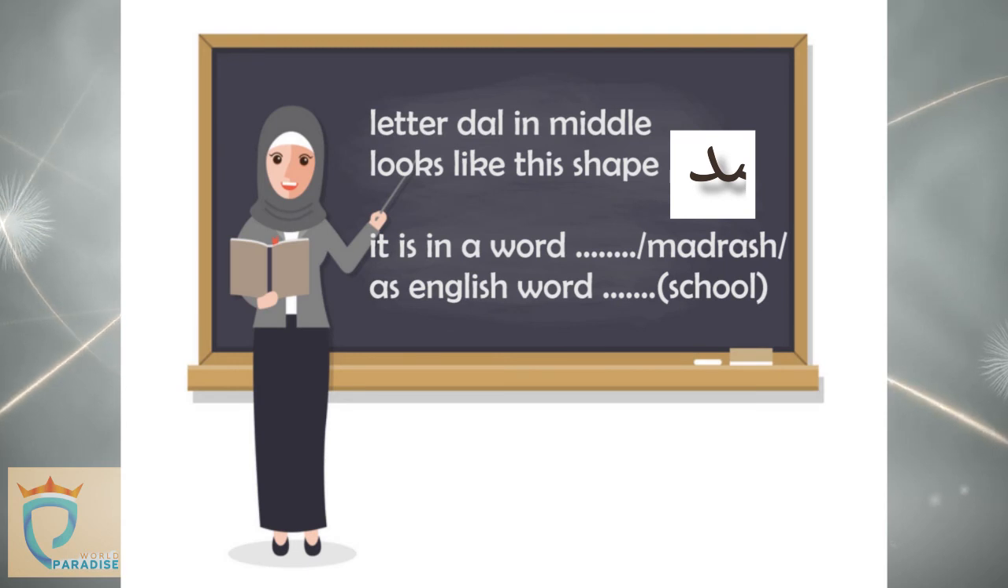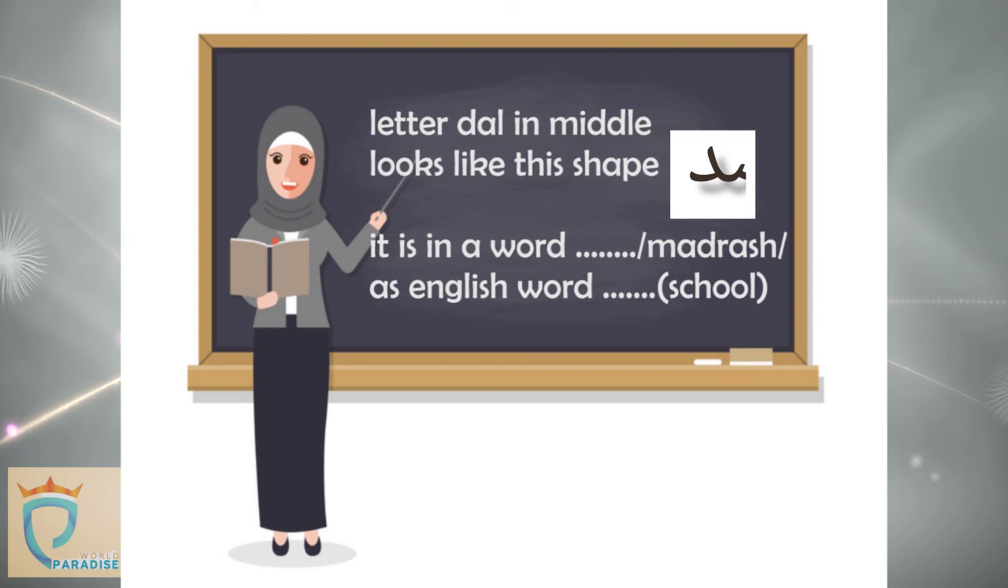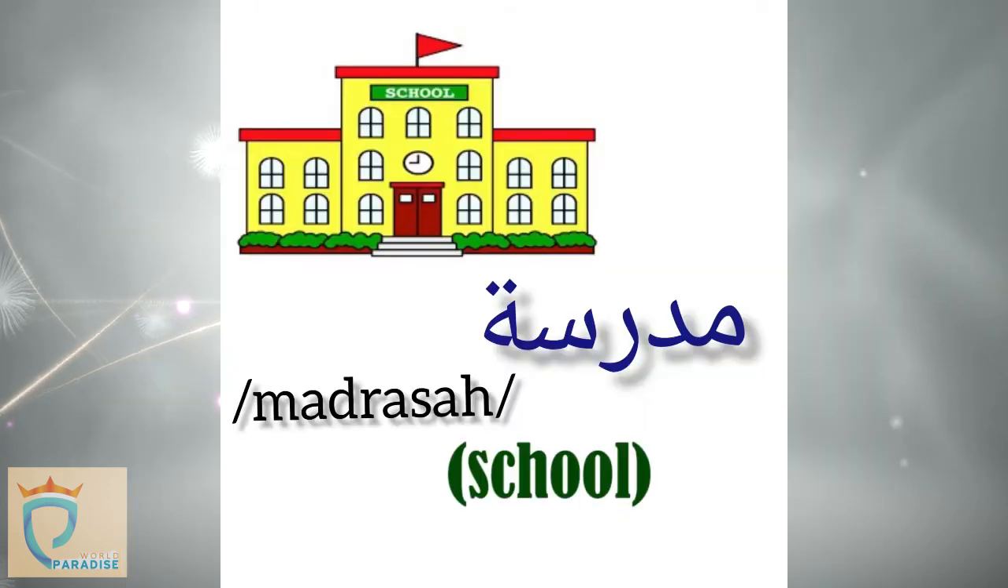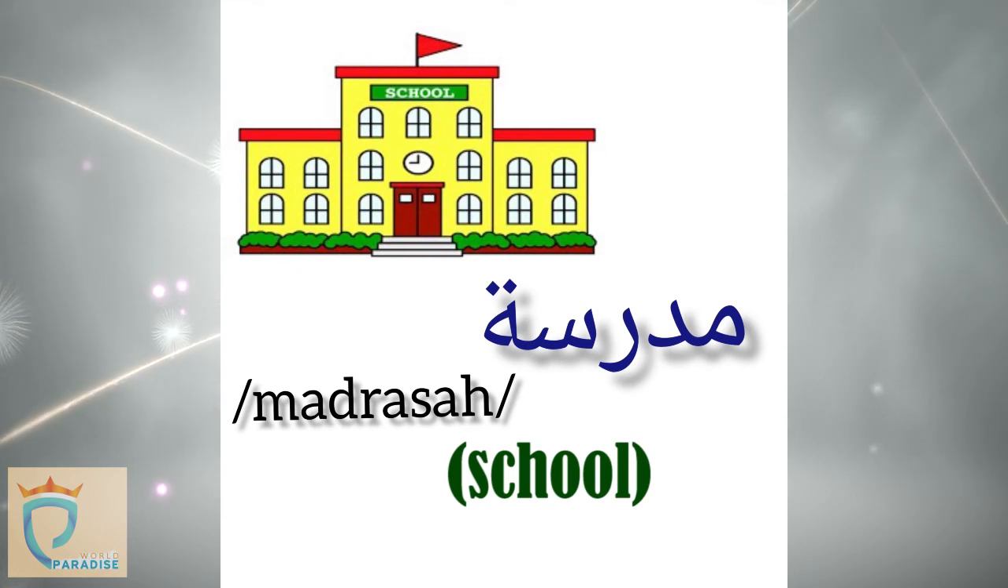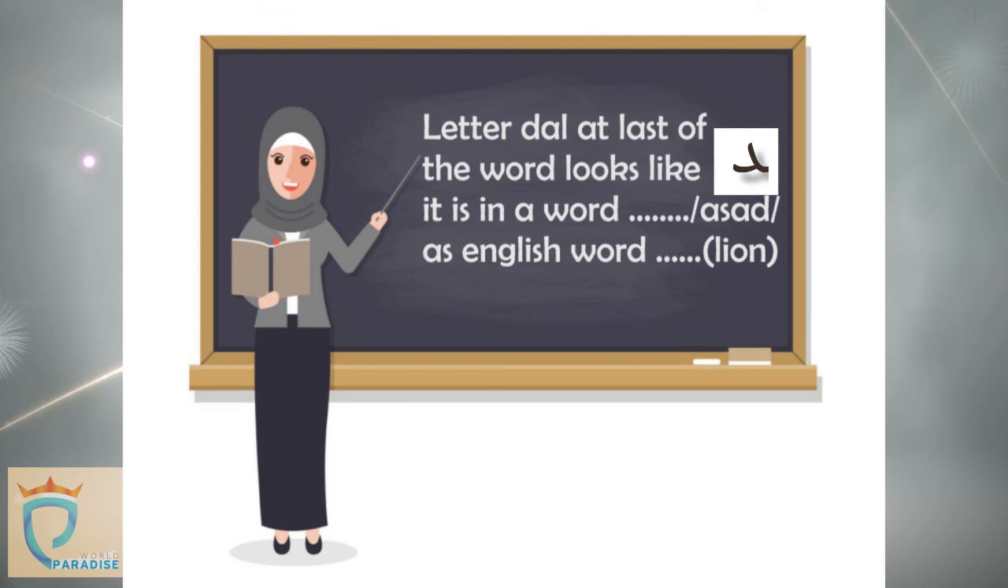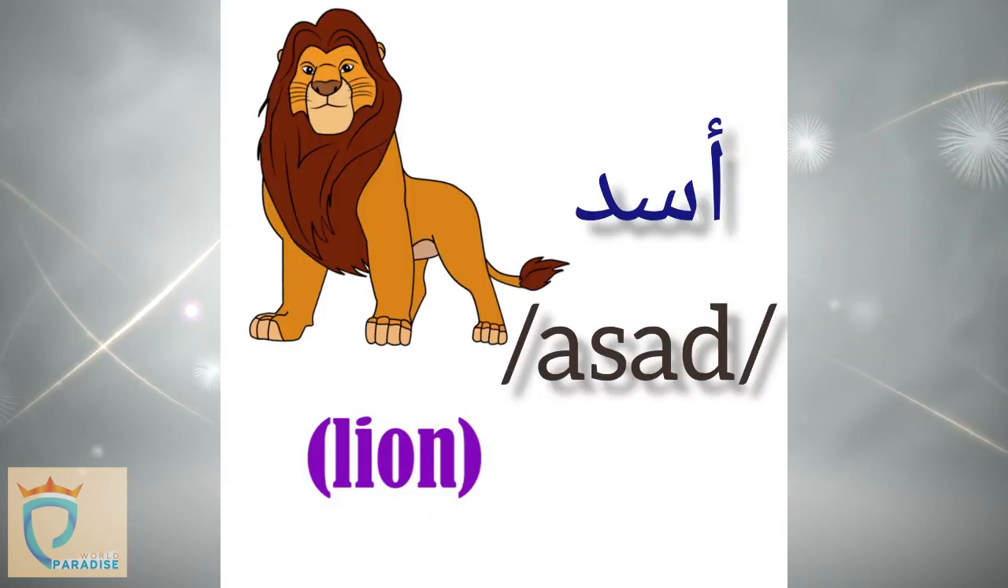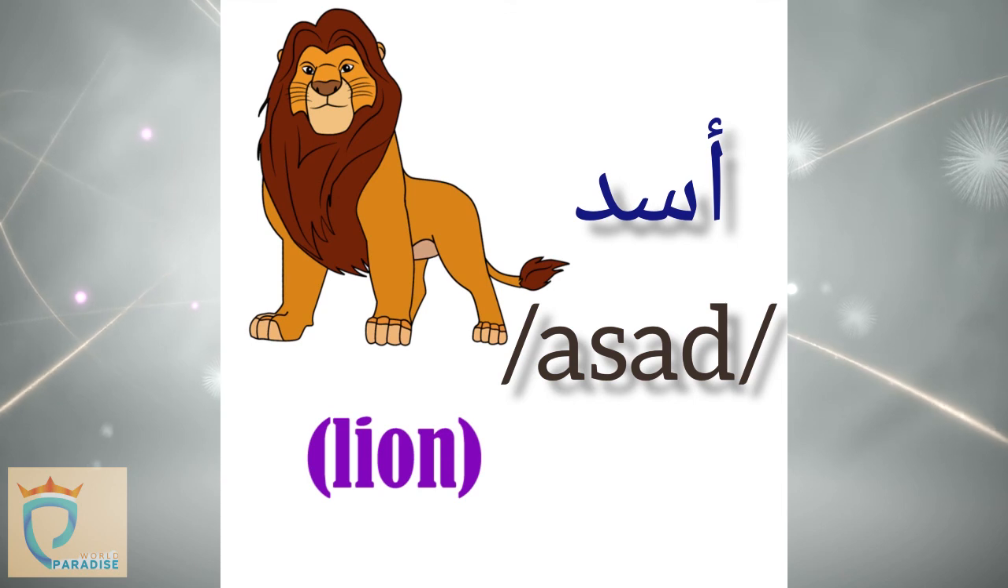Letter dal in middle of the word looks like this shape. It is in a word madrasa, as English word school. Letter dal at the last of the word looks like this shape. It is in a word asad, as English word lion.